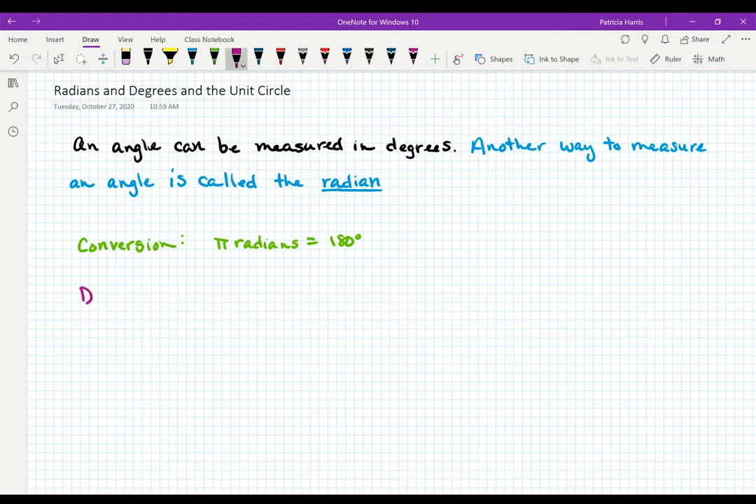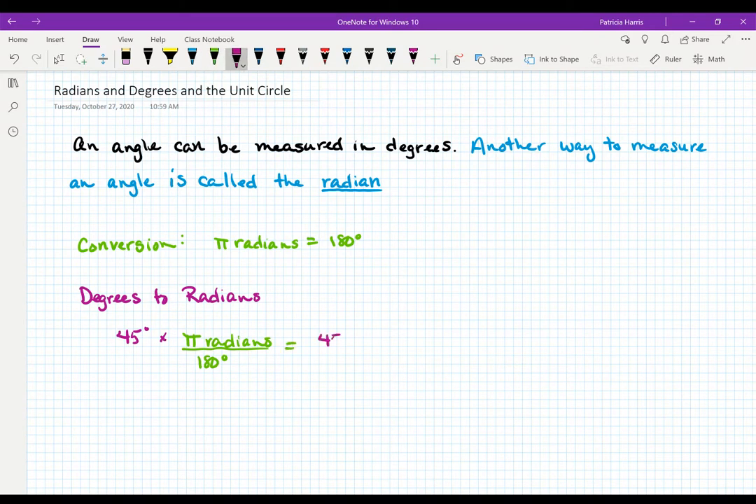So let's work on converting. Let's try to go from degrees to radians first. Let's say I have a 45-degree angle. I want to convert that to a radian measure. So what I'm going to do is multiply by pi radians over 180 degrees. You want the degrees to be on the top and the bottom so the units can resolve out. So what we do is we multiply.